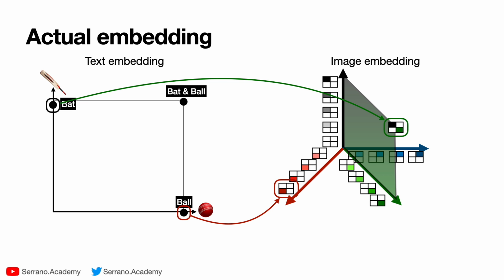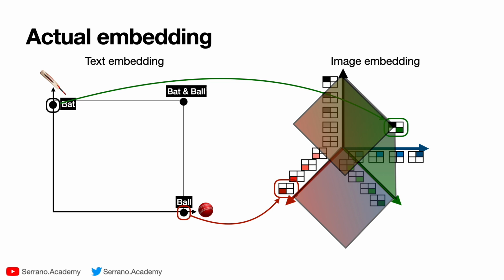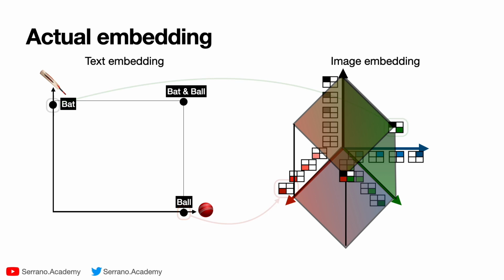Now I need you to help me with your imagination. Where would bat and ball go? Well, let's forget about the blue axis, and now we have a 3-dimensional space. You can think of this cube over here formed by the black, green, and red axis. And on the opposite corner of this cube lies the bat and the ball. It's here colored in black, white, red, and green. So I hope I've given you a decent idea of how this 4-dimensional image embedding would look like.